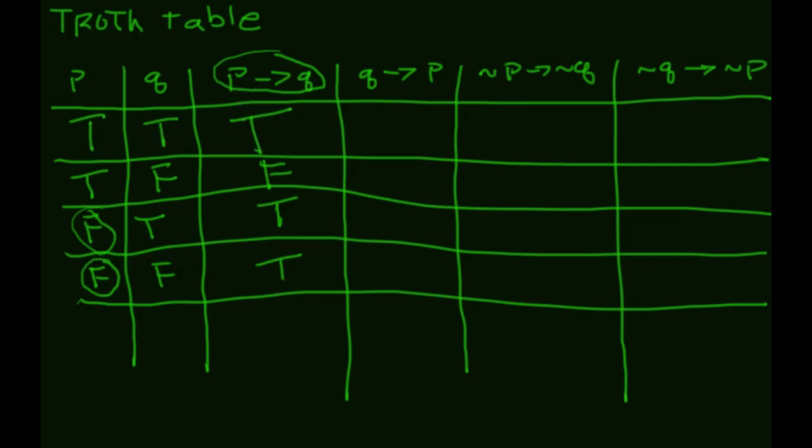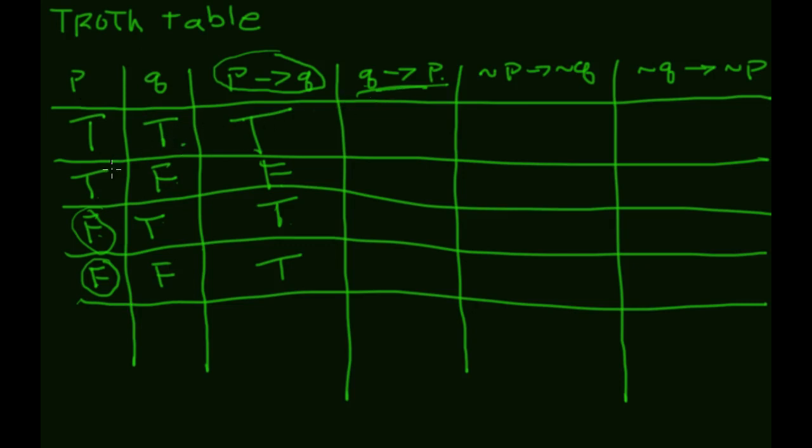So this is the basic idea. True, true gets me true. True, false gets me false. False, true gets me true. False, false gets me true. Now, with the converse, I'm switching the Q and the P. So the Q becomes the first value. The P becomes the second value.